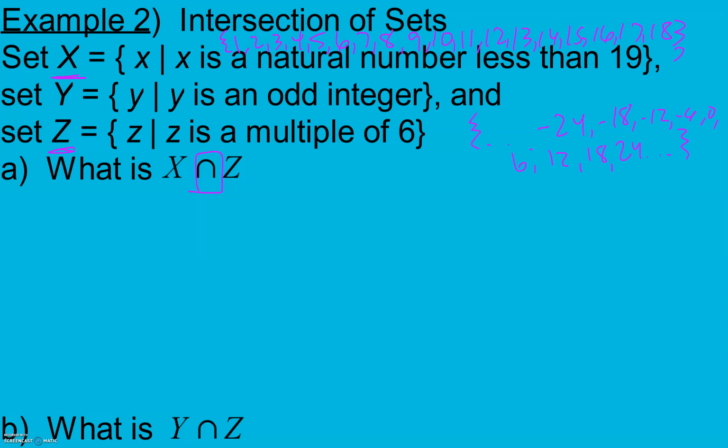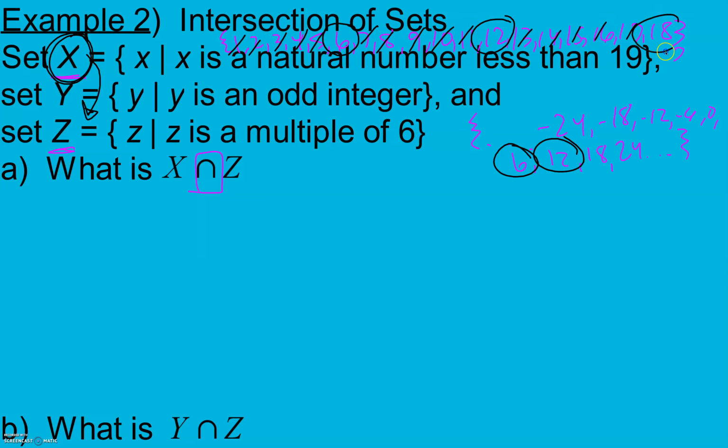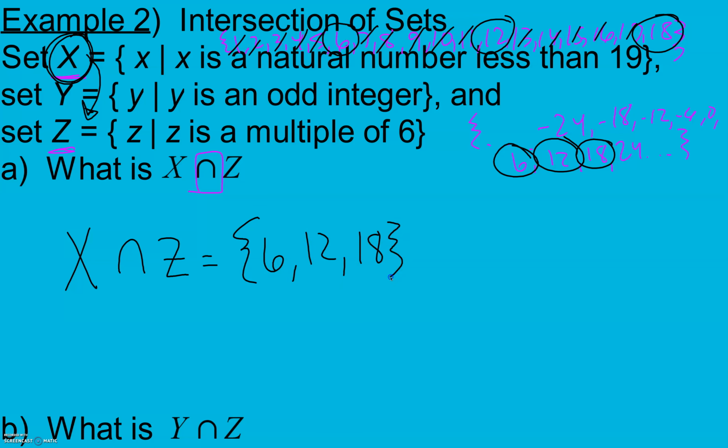Now, for the intersection of the two, I want just the ones that are in both. So I'm going to check set X in set Z because I know all the things in X. So 1 is not in Z, 2 is not, 3 is not, 4 is not, 5 is not, 6 is. It's a multiple of 6 as well. 7's not, 8's not, 9, 10, 11, 12 is a multiple of 6. Those are not, but 18 is. So here, my set of all elements that are the intersection of X and Z, or that are in both X and Z, are 6, 12, and 18.